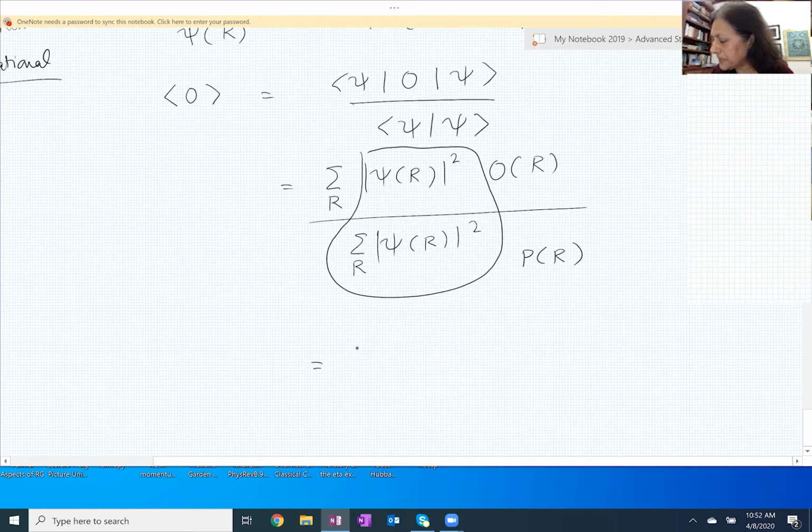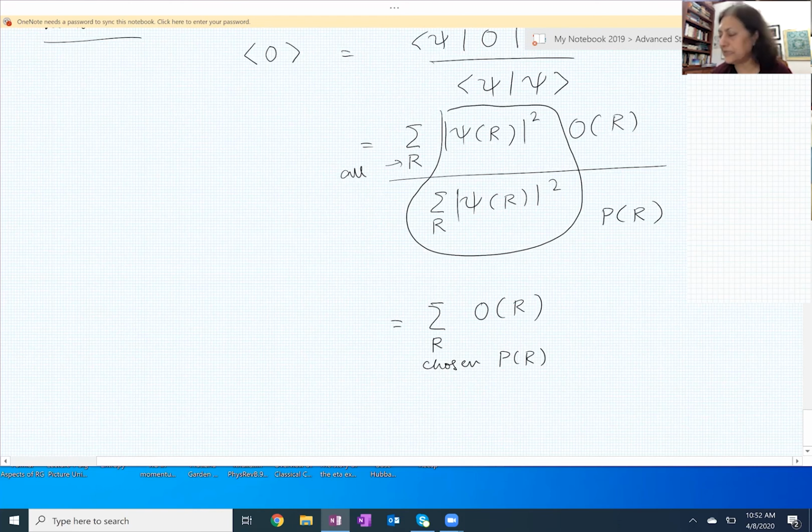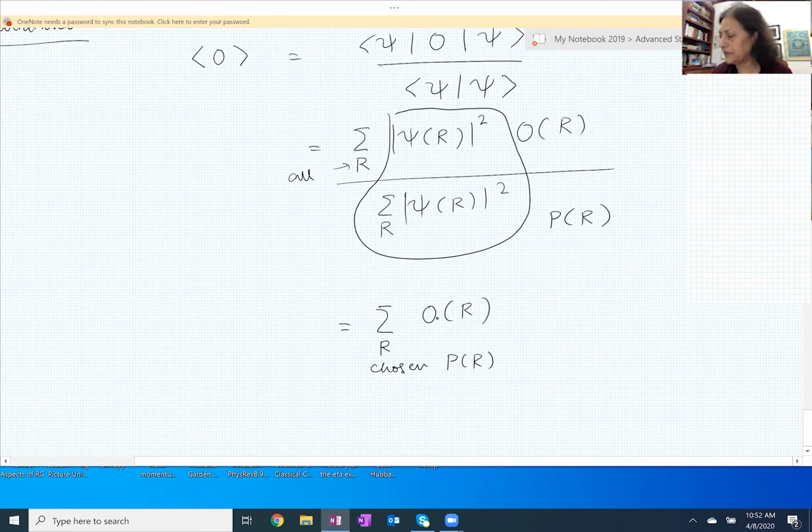So what I'm reducing the problem to is a sum over R, chosen from a probability P of R. And now I evaluate O of R. Okay, so if it's a density-density correlation, that's a diagonal operator. You can evaluate what its value will be for a few, like 1,000 or 2,000 configurations. But these configurations are not random. They are chosen from this probability. That's how it's done.